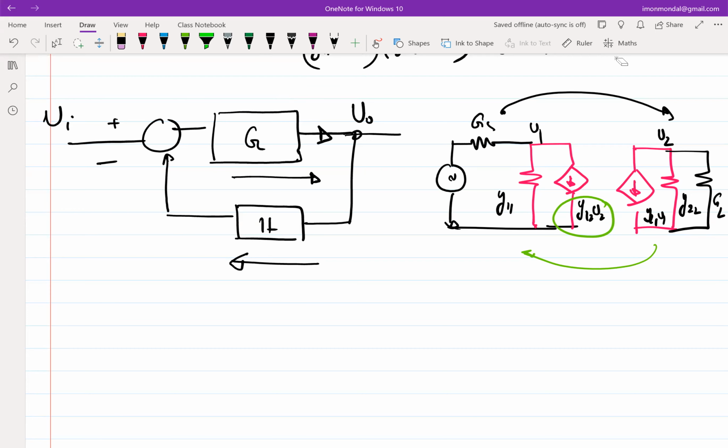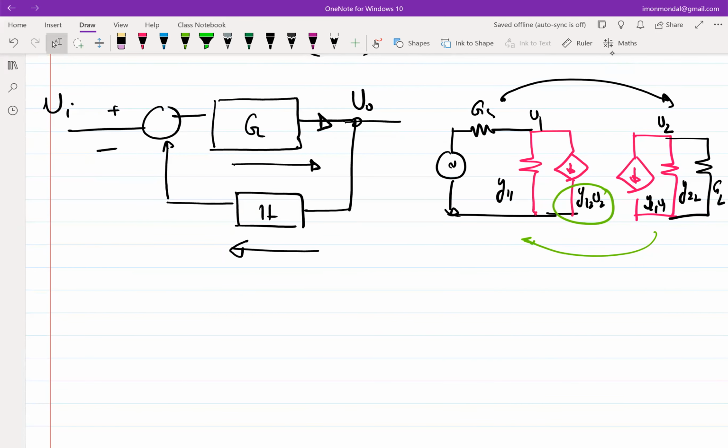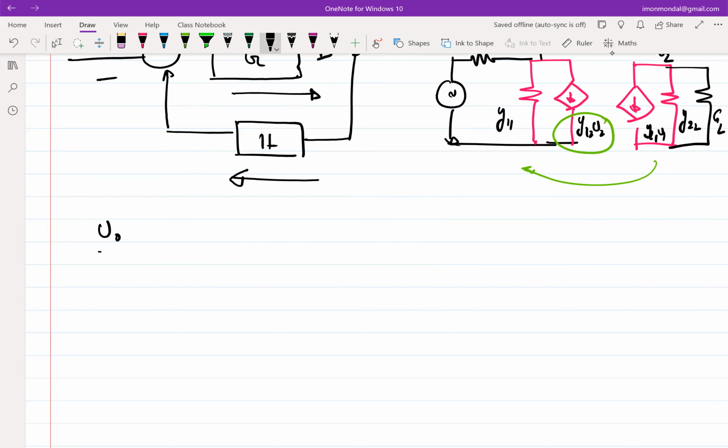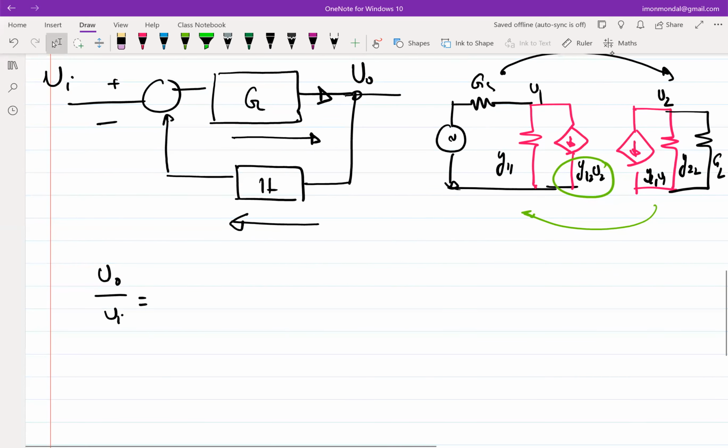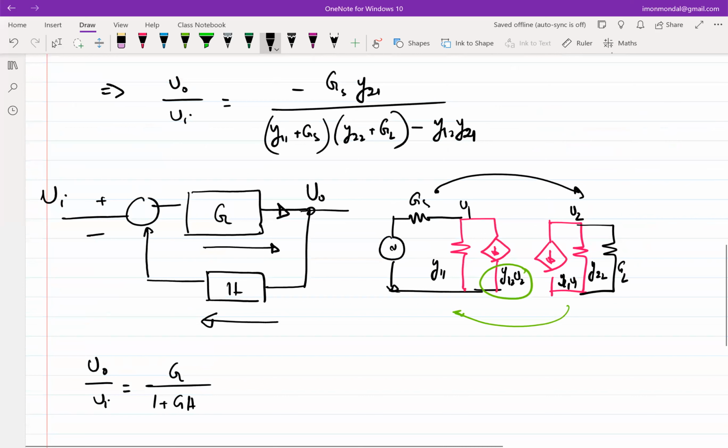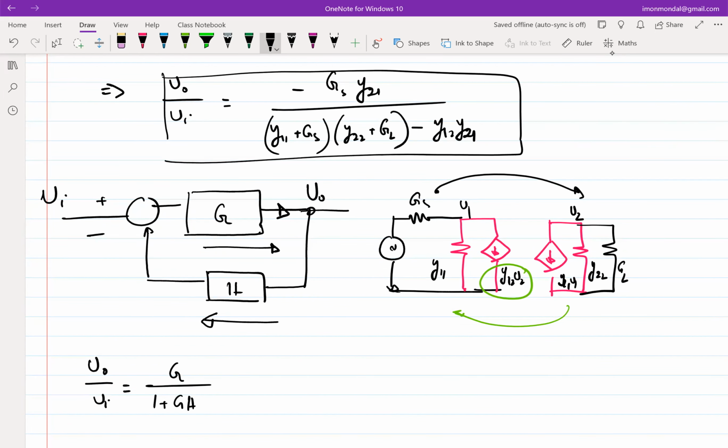So what is V naught over Vi in the network on the left? This is G upon 1 plus GH, right? And we know V naught over Vi on the network on the right, so this is this stuff. So in the network on the left, if I have to find out G, what is it that I need to do? I need to null the feedback, right? Experimentally, if I have to find out G, I need to null the feedback.